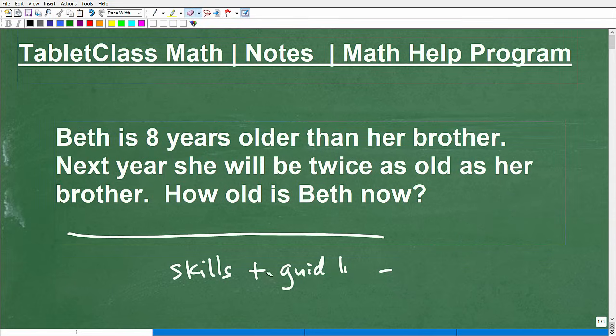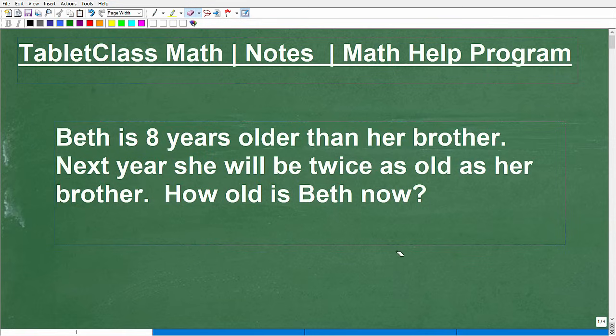We're going to erase this here. But let's get into how we approach a word problem. And then obviously I'm going to solve this word problem here in a second. So I'm going to talk about all of this in just one second.